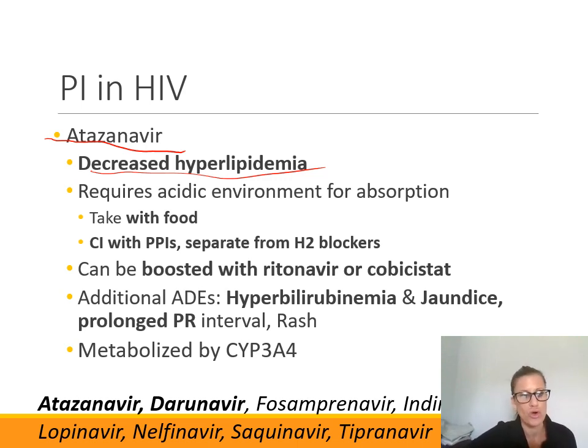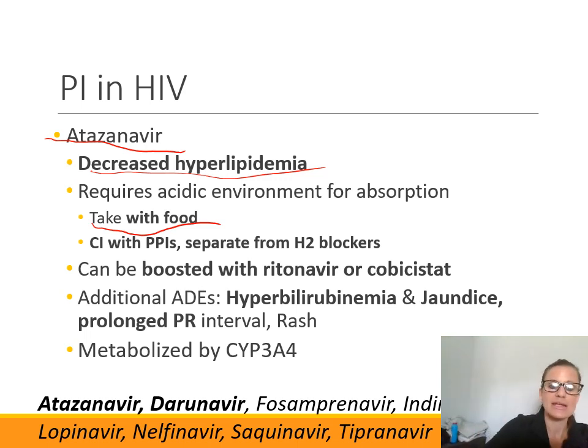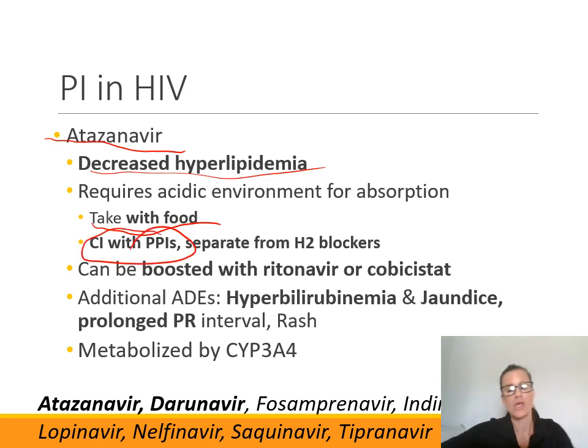So in order to make sure the stomach is acidic enough, we say that it should be taken with food, because remember, when you put food in your stomach, that stimulates the parietal cells to start making more hydrochloric acid. So you take it with food to increase the acidity, and it's contraindicated with proton pump inhibitors. Again, proton pump inhibitors, things like omeprazole, pantoprazole, those are given for acid reflux, and they decrease the acidity of the stomach.